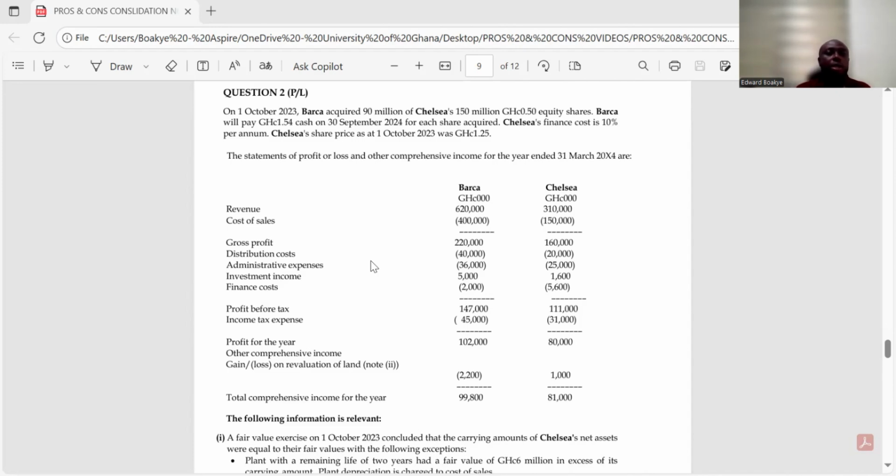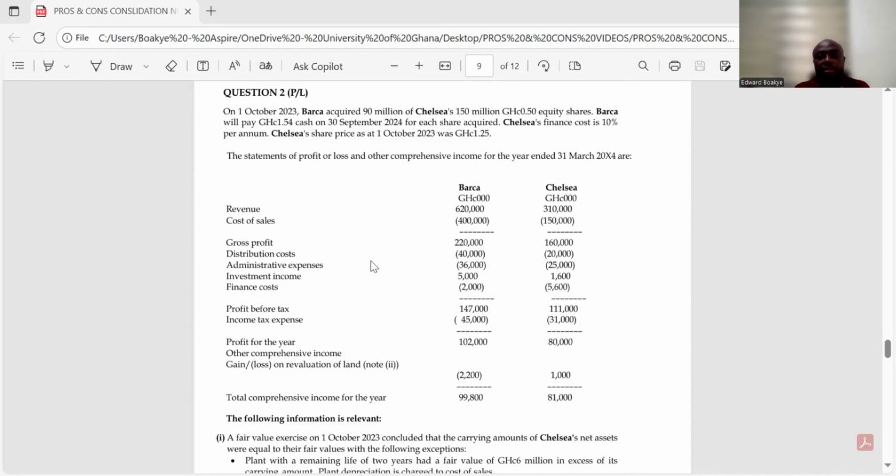So let's move on. So on 1st October 2023, Barca acquired 90 million of Chelsea's 150 million 0.5 CDs equity shares. So it means Chelsea share is valued at 0.5 each. That's how they value it. But how is Barca going to purchase it? So Barca will pay 1.54 cash on 30th September 2024 for each share acquired. So if Barca has purchased 90 million out of the 150 million, they are going to pay 1.54 CDs for each of the 90 million that they purchased. That's the whole idea, right?